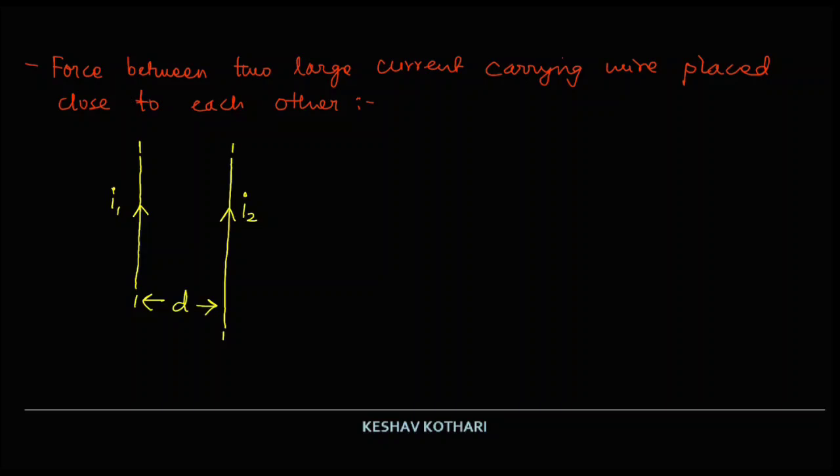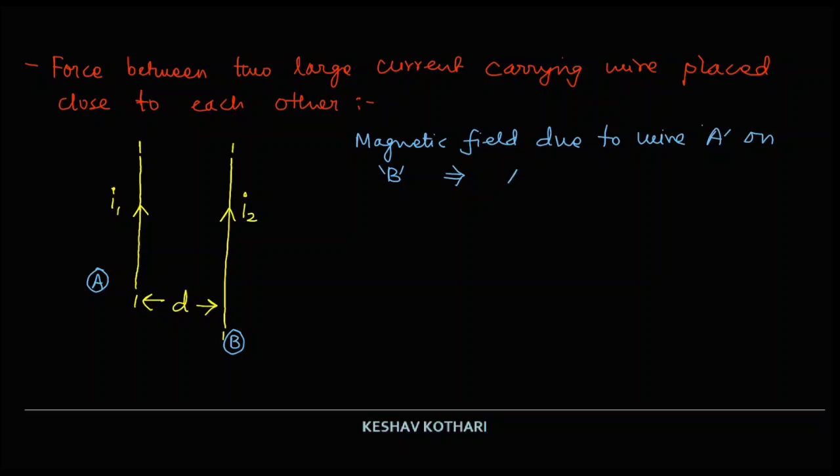So for this particular arrangement, the first thing that we are going to calculate is the magnetic field due to wire A on wire B. So we write that the strength of magnetic field due to an infinitely large wire is equal to mu naught I upon 2 pi d. So this is going to be the magnetic field along the length of this current carrying wire I2.